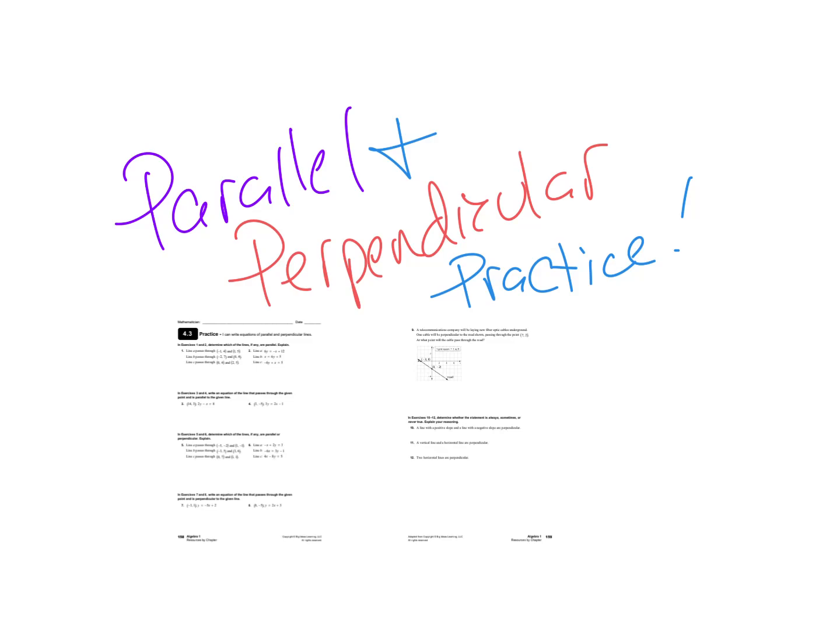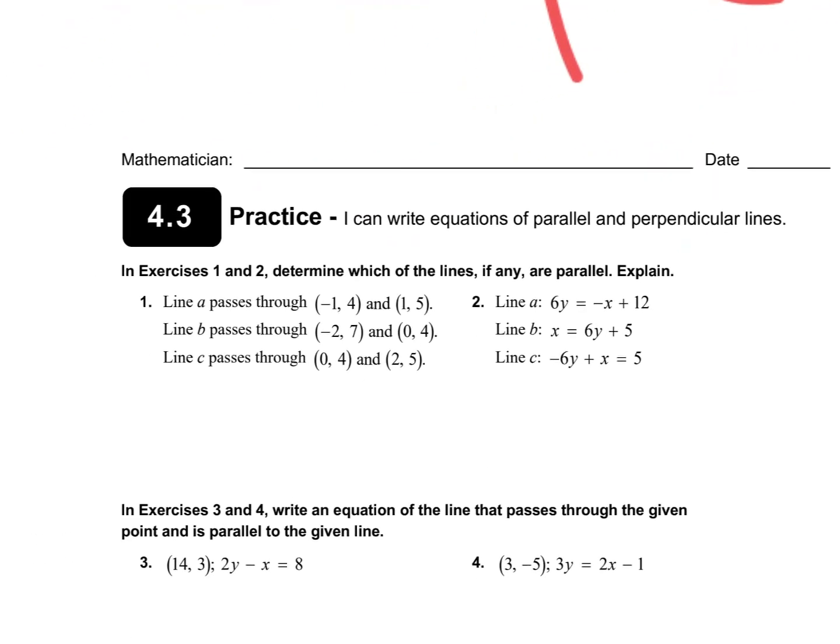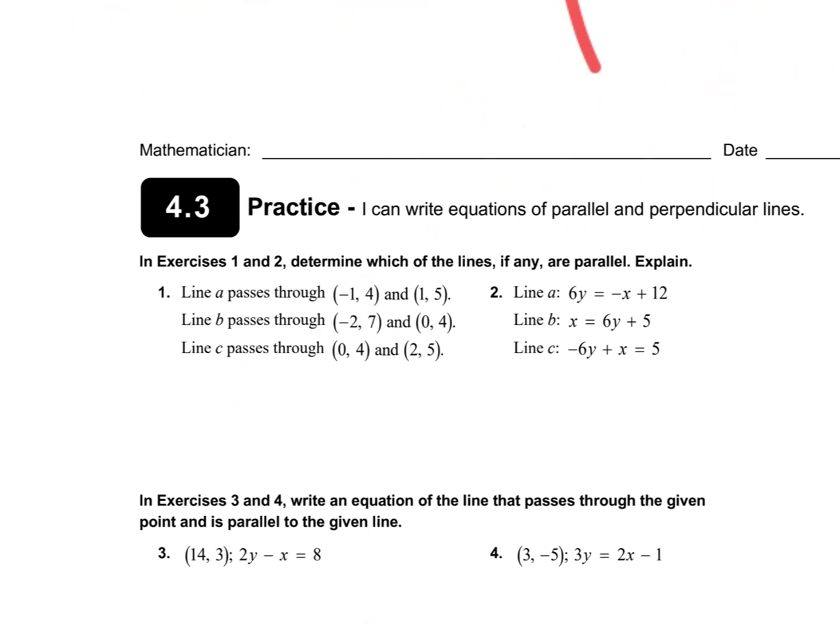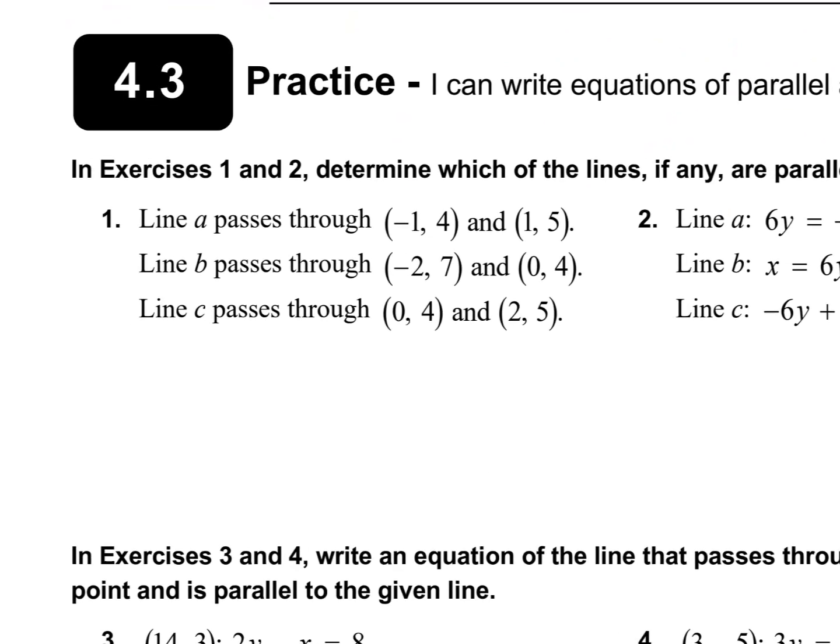Let's practice some parallel and perpendicular lines. Number 1 and 2 are determine which of the lines, if any, are parallel and explain. All right, so we need the slopes, okay? And how you find slope is y2 minus y1 over x2 minus x1.